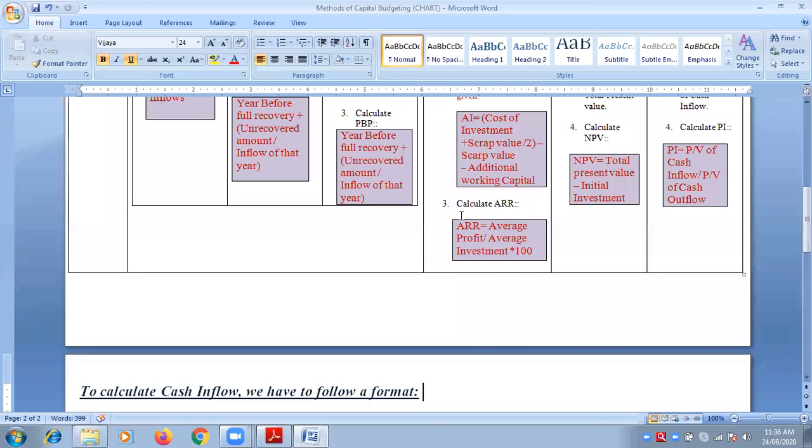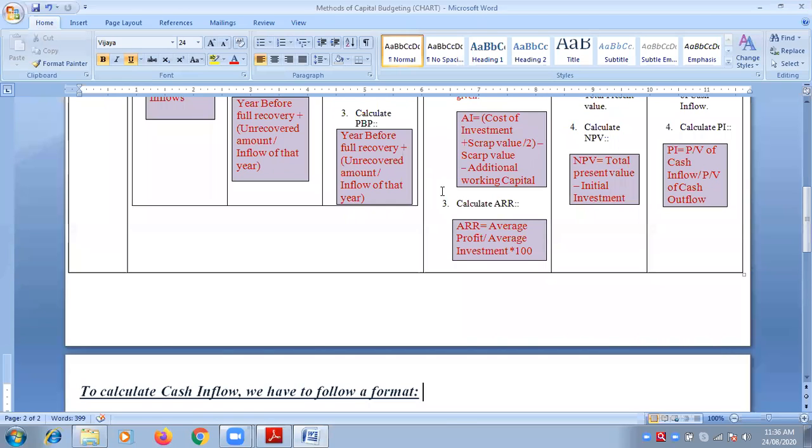Calculate ARR. The last step, calculate ARR. Now the formula of ARR is very simple. Step number 1 divided by step number 2 into 100. That's it. What was the step number 1? Average profits. If I call it as average net profit after tax, it is one and the same thing. Let me call it as average profit because it is understood what profit we calculate in ARR method. So it is average profit divided by average investment into 100.